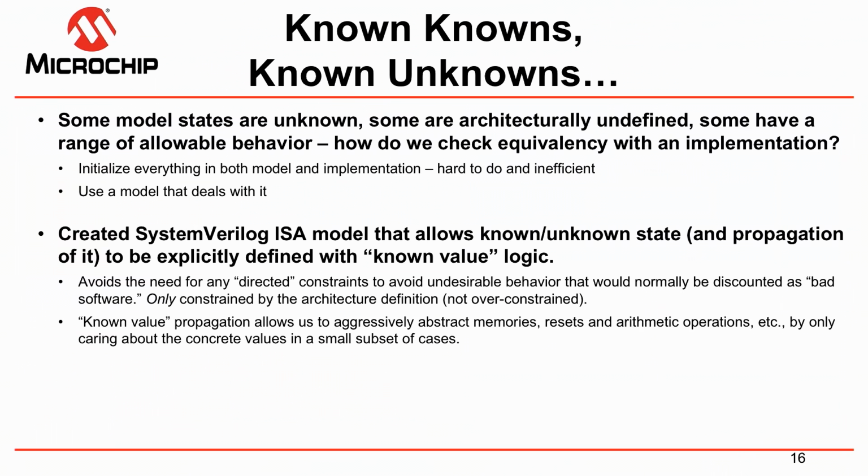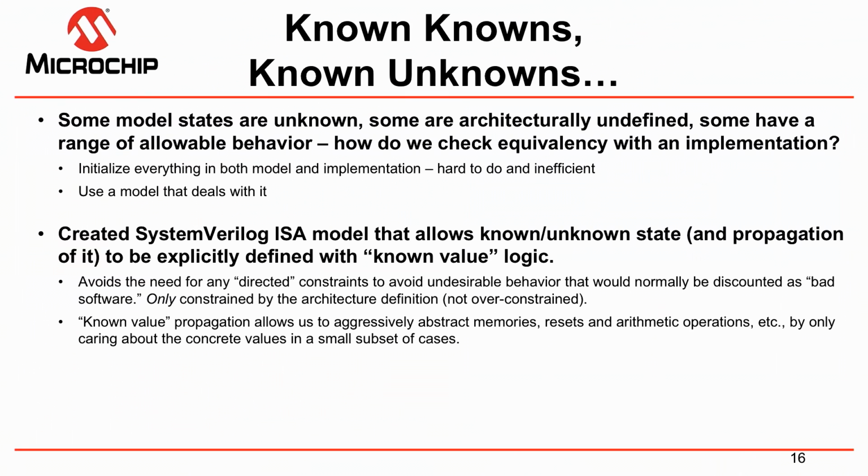If we have an implementation, how do we know that the architectural state is the same? One approach we could take is to attempt to initialize the architectural state. If we were in, say, a software-based compliance test, we would do that, because our framework goes through and initializes all the state to a known value.